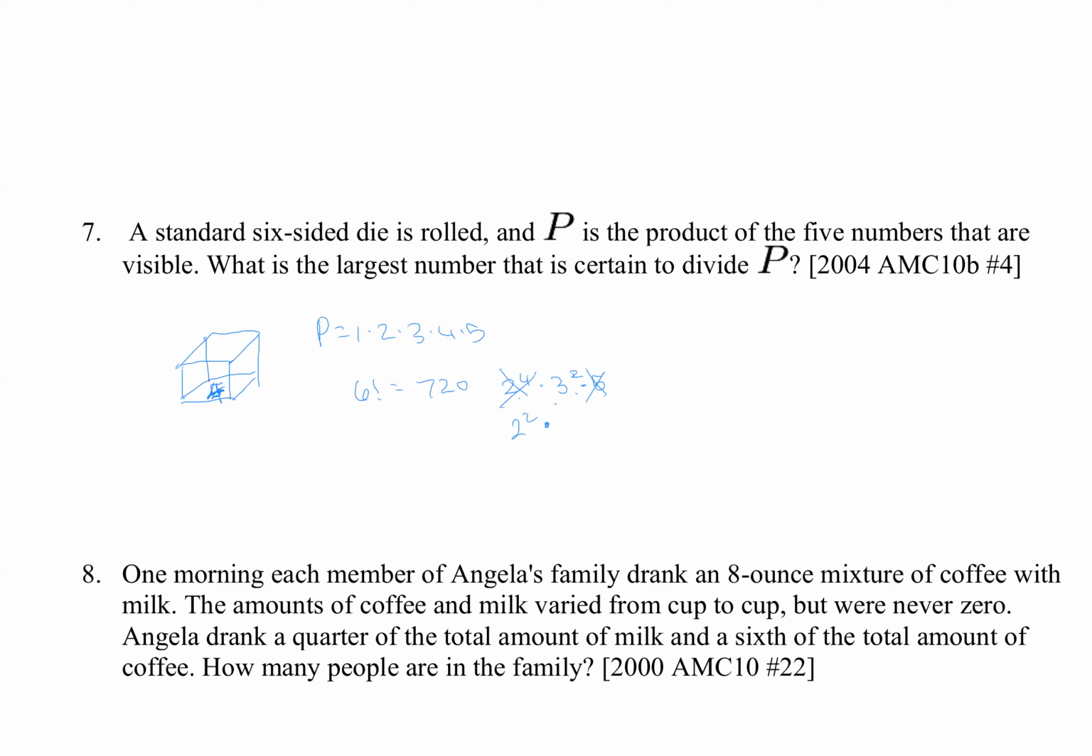So we don't know that 2 to the 4th is certain to divide P. And then lastly, let's say that you landed on 3. If you landed on 3, then there's only 1 3 and not 3 squared. So only 1 3 is certain to divide P. Alright, so multiplying this together, we get 12. Do you guys have any other questions on this problem?